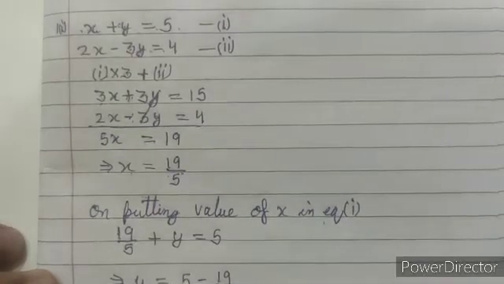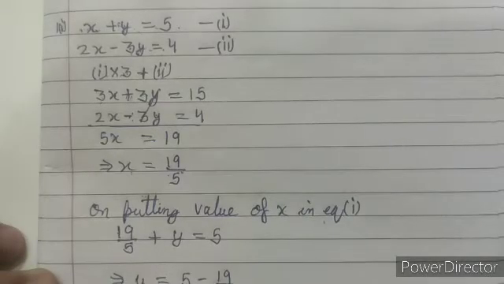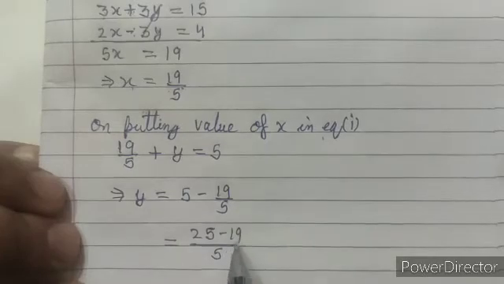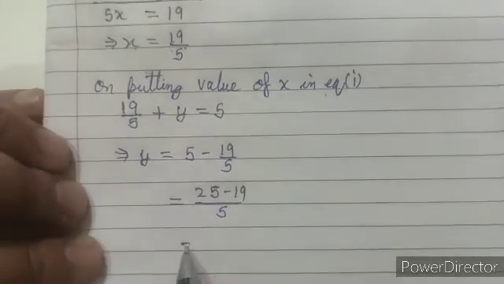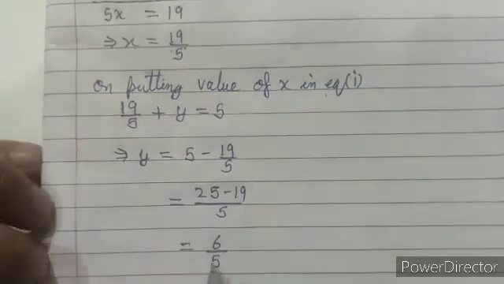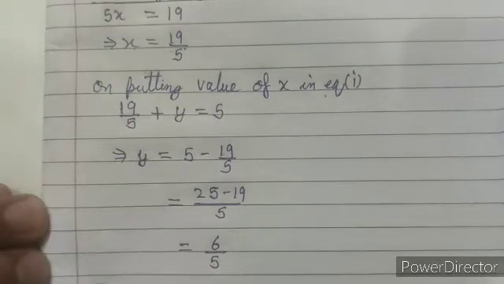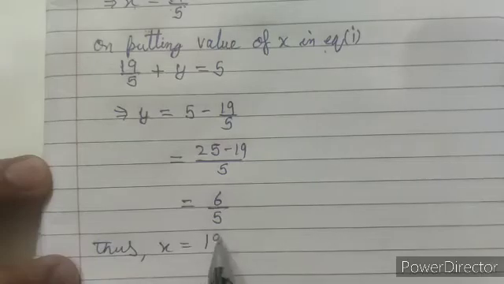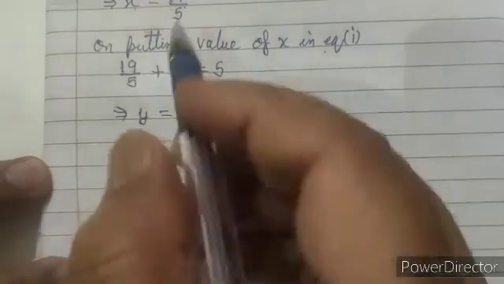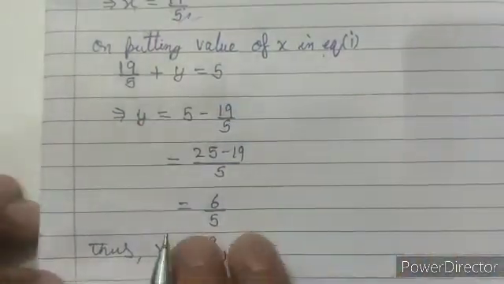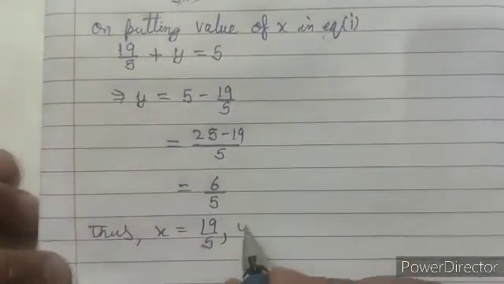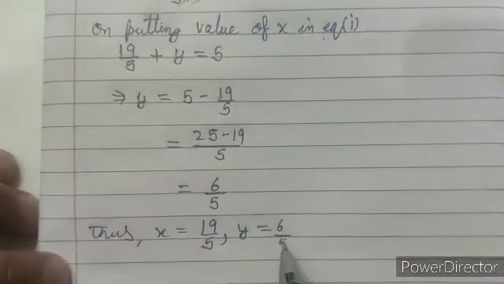Now after taking 5 as LCM, we will get it as 25 minus 19 and this will give us 6 by 5. So we can say thus x is equal to 19 by 5. Here we have obtained the value of x, that was 19 by 5, and y will be equal to 6 by 5.